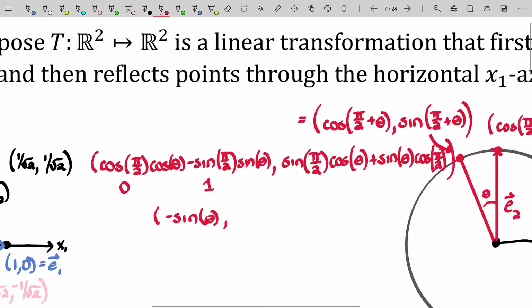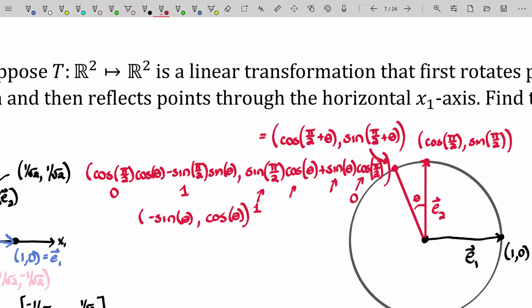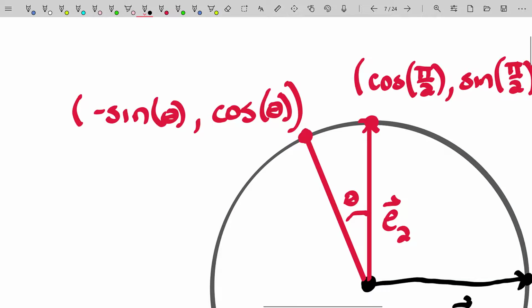Likewise, over here, sine of pi over 2 is, again, 1 times the cosine of theta, plus the sine of theta times the cosine of pi over 2, which again is 0. So that second coordinate is just going to turn into the cosine of theta. Now, if you need to take time to digest that, pause the video, because I'm about to erase that. And there we have it.